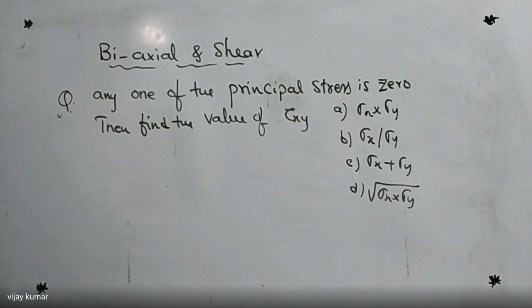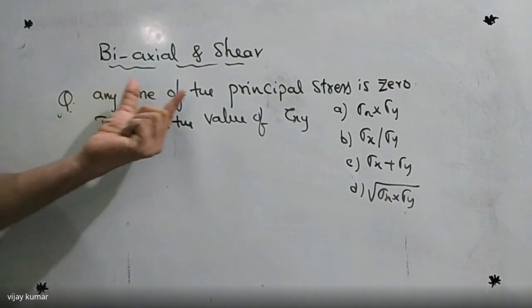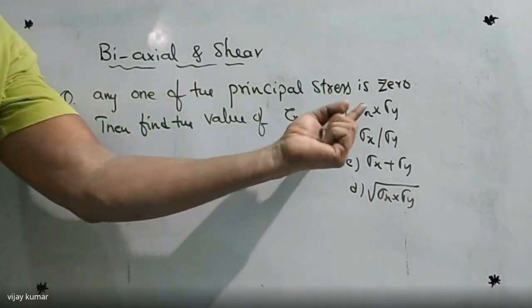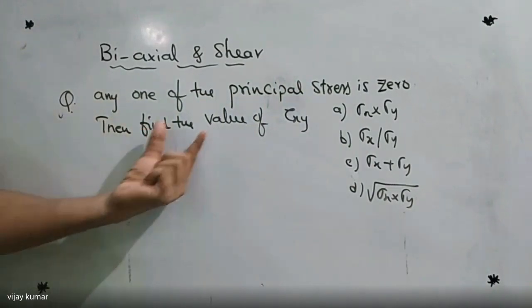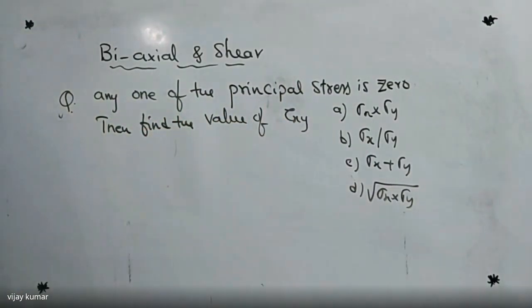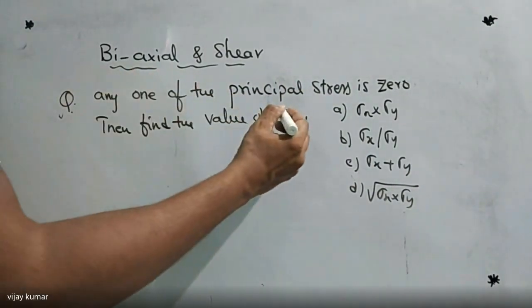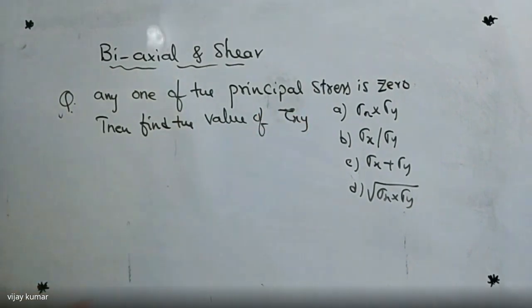So these are the value options given for this case. So what is being asked now? Any one of the principal stresses is zero, then find the value of tau xy. Find the value of tau xy. So take care about the question. Now I'm going to give the solution for this.